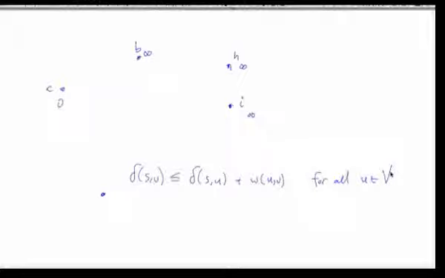So your question was, is it like saying, the point is there's no notion of a straight line in a graph.